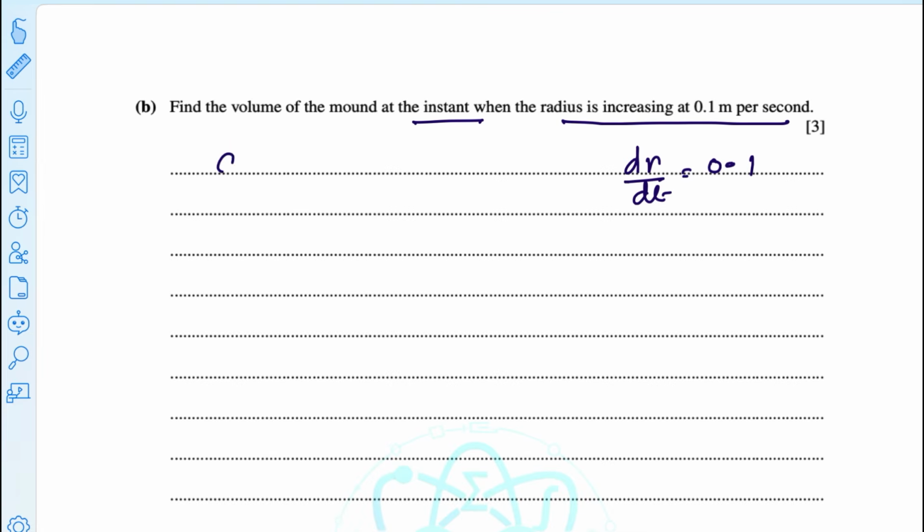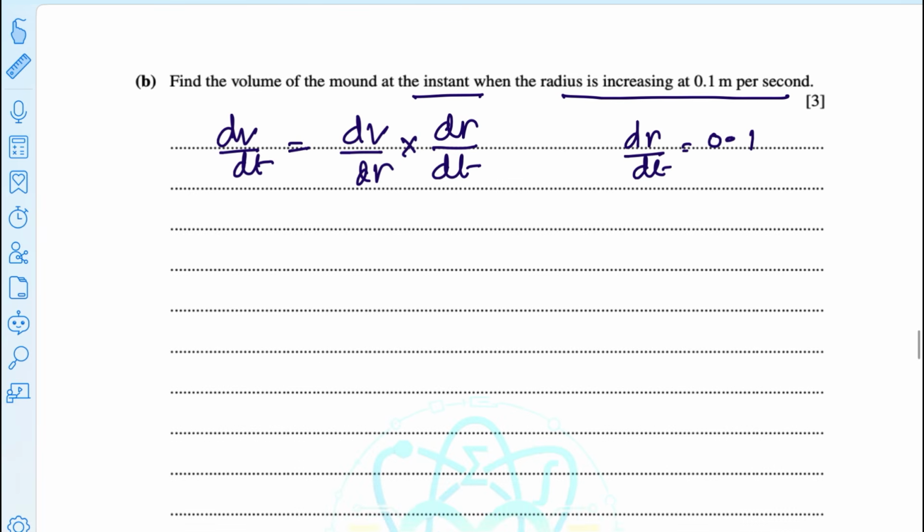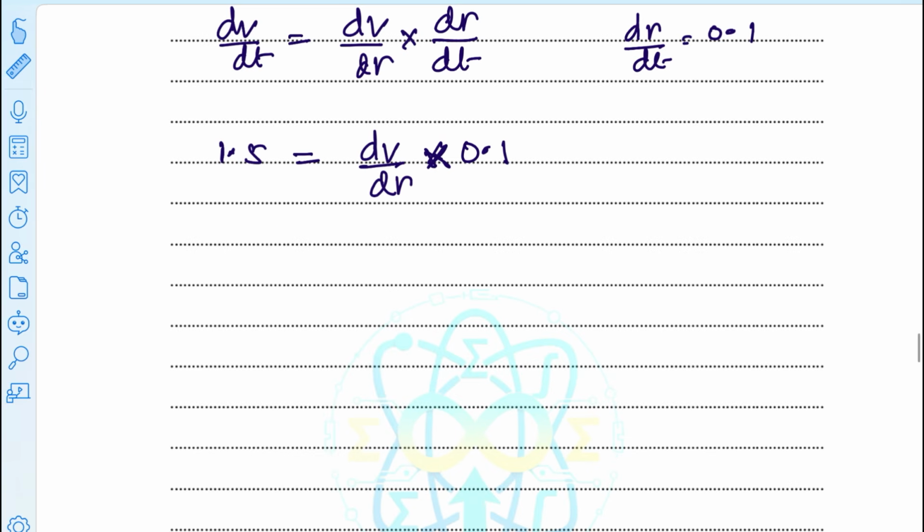Now what is given? So dV over dt, how to represent this? dV in the numerator, dt I should keep in denominator. What is missing? dr and dr. Is it okay? So dV over dt we are given 1.5, that equals dV over dr, we need to find out, times this one given 0.1, dr over dt, right? So we can say dV over dr equals 1.5 over 0.1, which equals 15.